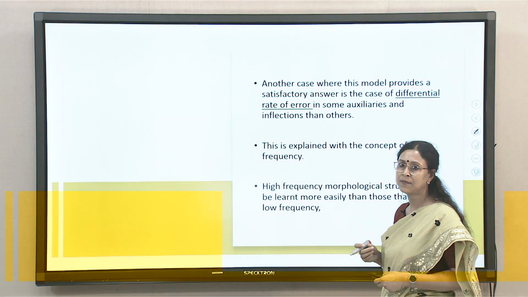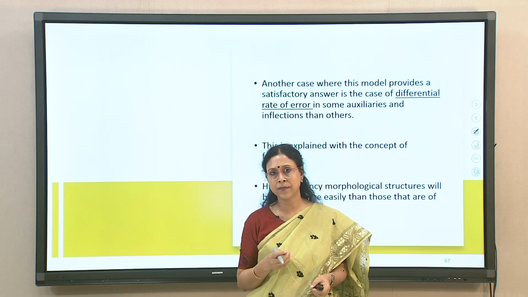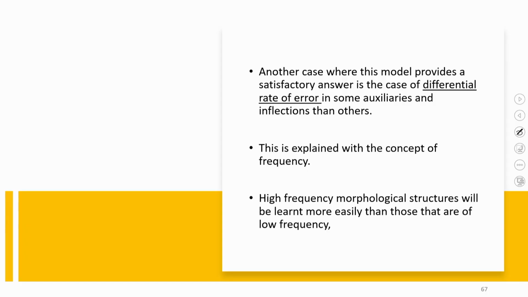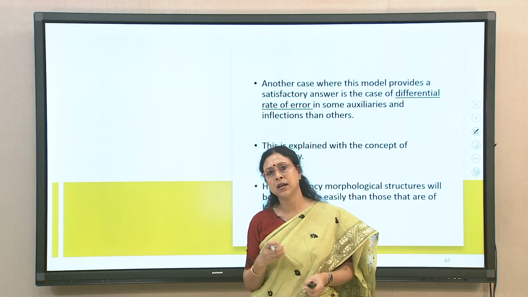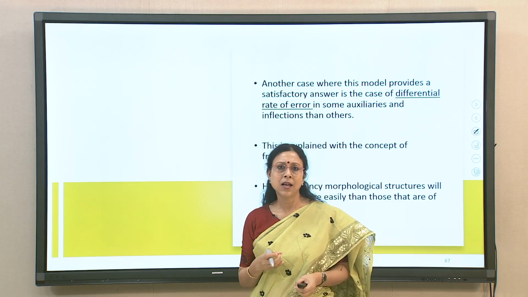Another case where this model provides a satisfactory answer is the differential rate of error in some auxiliaries and inflections compared to others. This is explained with the concept of frequency. The higher the frequency of occurrence of a particular kind of structure, the better the model will perform. High frequency morphological structures will be learnt more easily than those of low frequency. For example, the child continuously hears past tense in the household, so they are more likely to learn past tense more easily compared to, let us say, future tense, hypothetically.